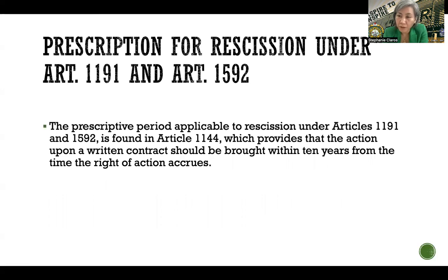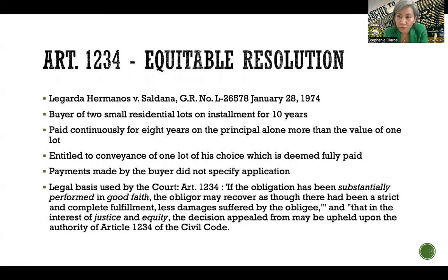So the prescriptive period for bringing an action for rescission under both Article 1191 and 1592 is that found in Article 1144, which provides that the action upon a written contract should be brought within 10 years from the time the cause of action accrues. Okay, the third kind of rescission available to the seller in the Civil Code is that found in Article 1234, or equitable resolution.